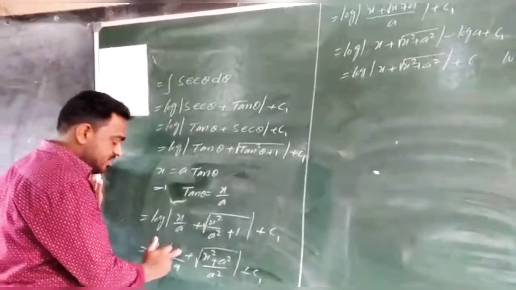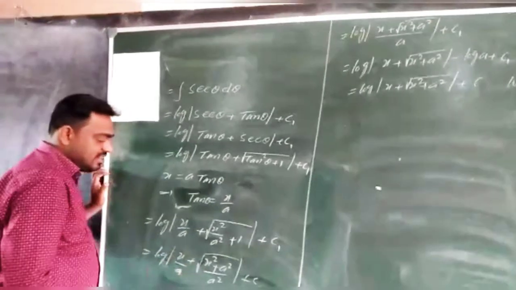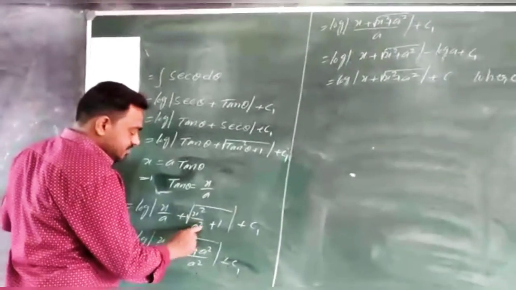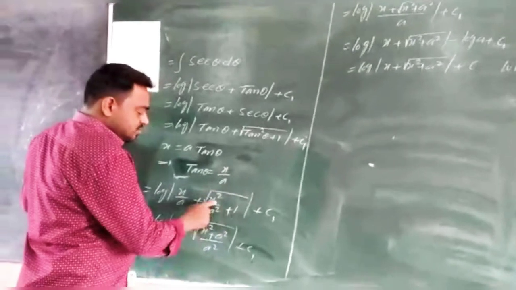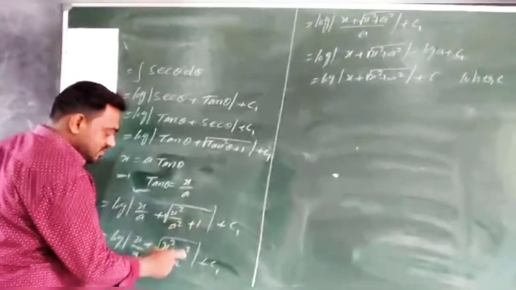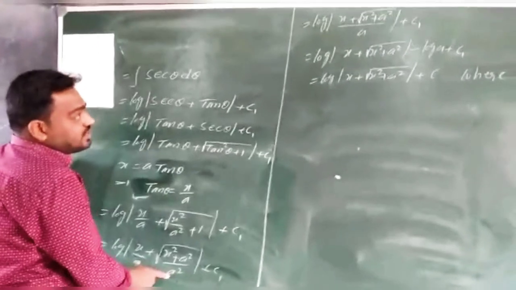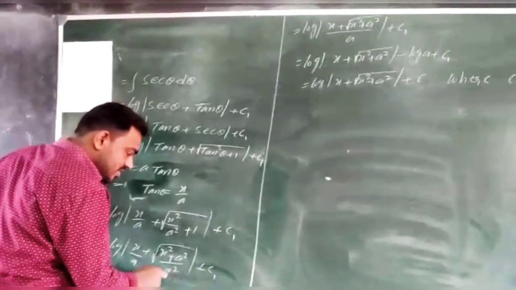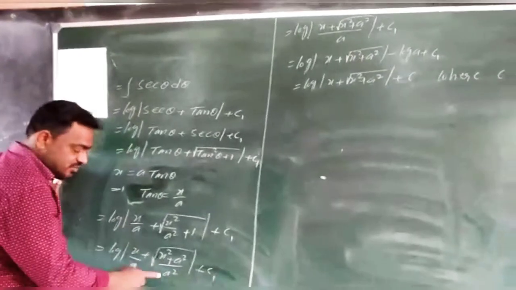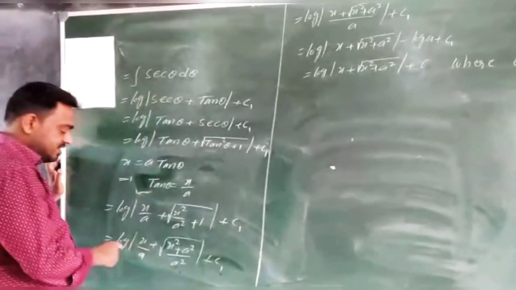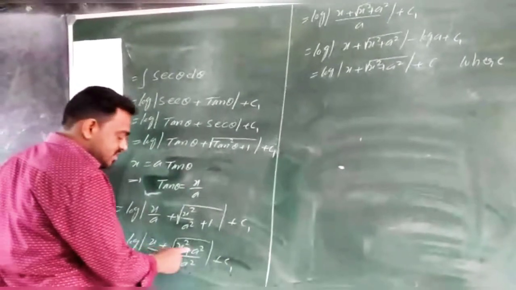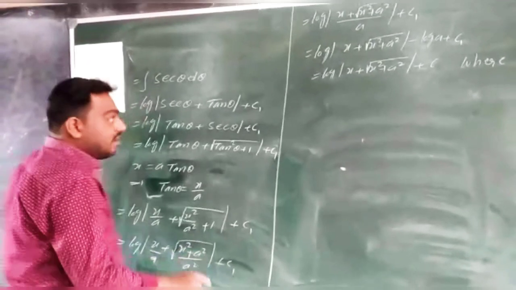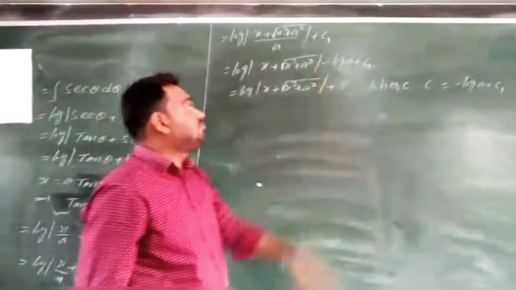That is log mod x by a plus, here a square is the LCM inside the square root, so x square plus 1 into a square is x square plus a square. The square root of a square is a, and the denominator is a, so a is the LCM. That is log mod of x plus square root of x square plus a square, by a, plus c1.